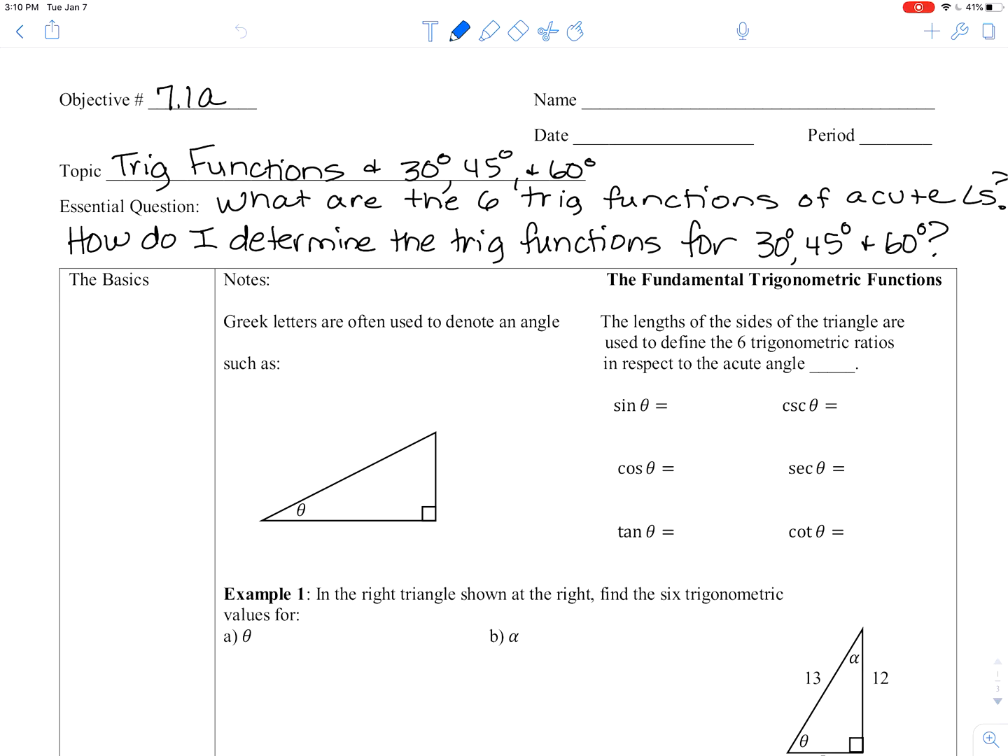Anyway, we're on 7.1a. The topic today is the trig functions, just the basics, and how they apply to the 30, 45, and 60 degree angles. Your essential questions, there are two of them. What are the 6 trig functions of acute angles? How do you determine the trig functions for 30, 45, and 60 degrees without using a calculator?